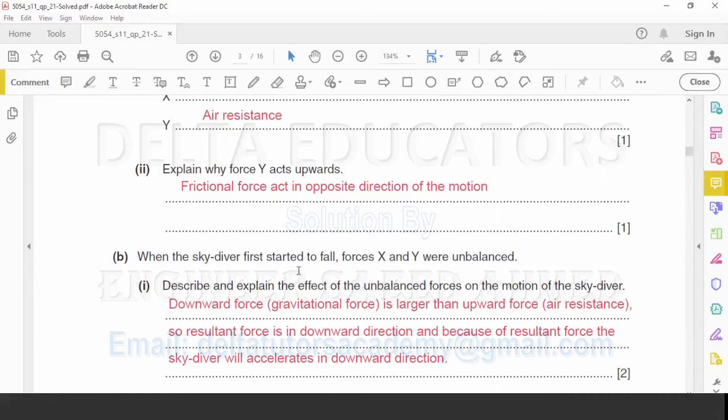Here this downward force, gravitational force, is more as compared to the upward force, the air resistance. Since here downward force is more, the resultant force will be in the downward direction and the object will accelerate in the downward direction. Now what we have to write here? Downward force, gravitational force, is larger than upward force, means air resistance. So resultant force is in downward direction, and because of the resultant force the skydiver will accelerate in the downward direction.